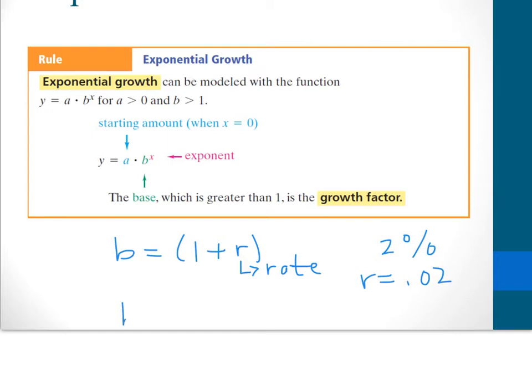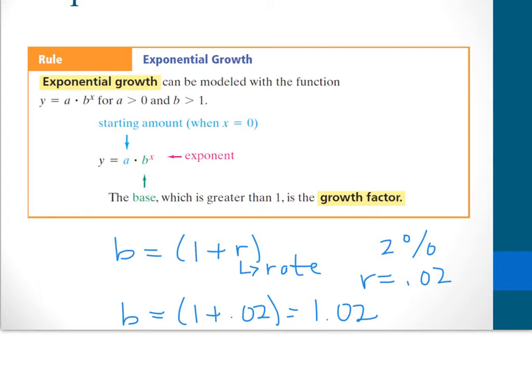So if I wanted to calculate my b value, I would have 1 plus 0.02, which gives me 1.02 when all is said and done. So my growth factor would be 1.02. And if you notice, 1.02 is greater than 1, which tells me that I have something that's growing, an exponential growth problem.